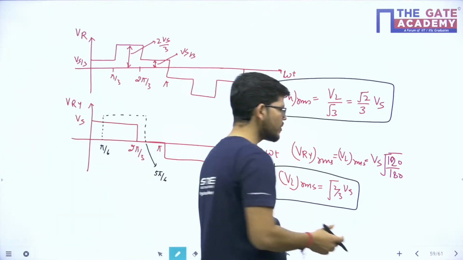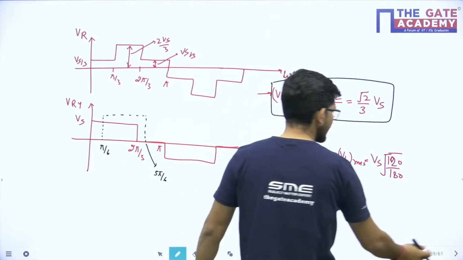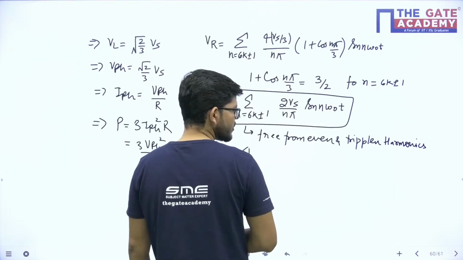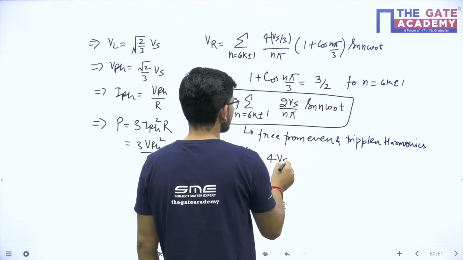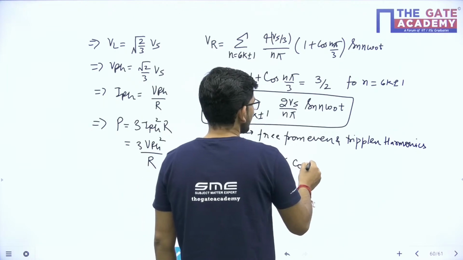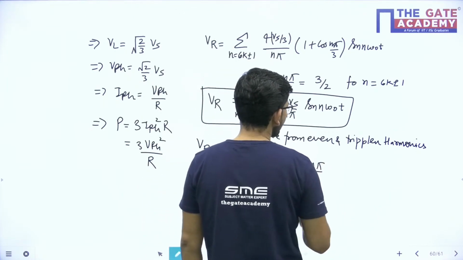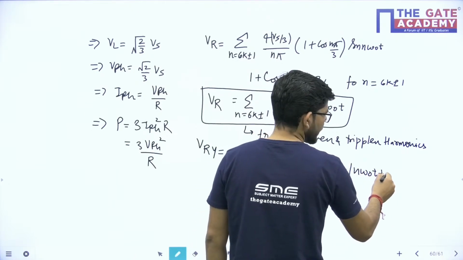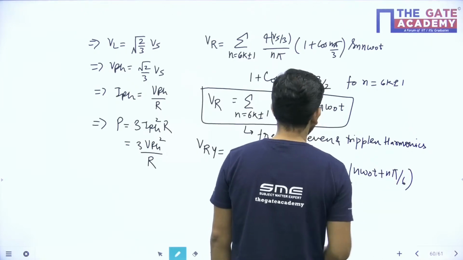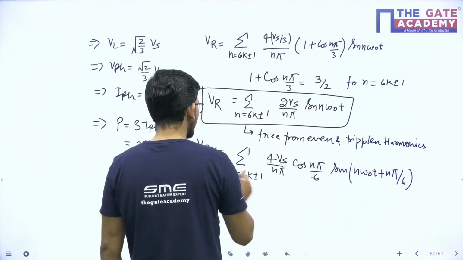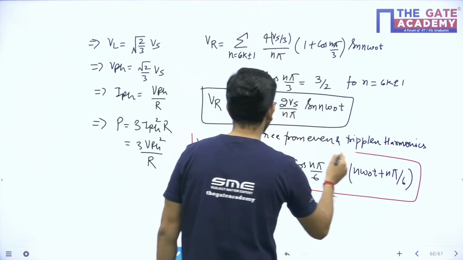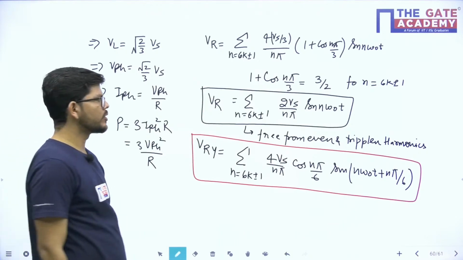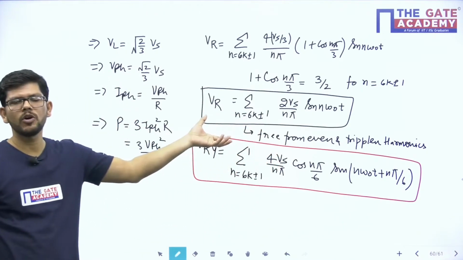So what is the Fourier series of a quasi waveform? The angle will be here pi by 6. So how do I write this particular waveform? N is equals to 6k plus minus 1. I will be having 4 Vs upon n pi, angle theta is cos n pi by 6, and I have shifted the waveform by an amount n pi by 6. So this is my Fourier series for line voltage, and that was the Fourier series for phase voltage. If you can remember these formulas, that will be so good.